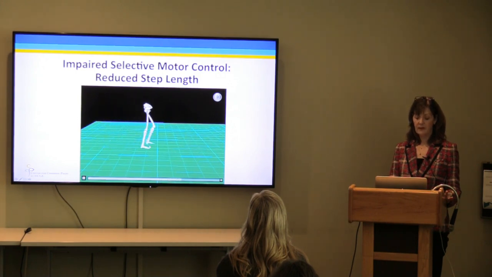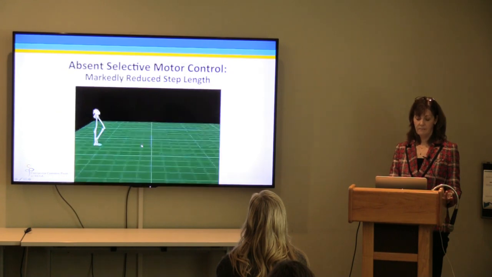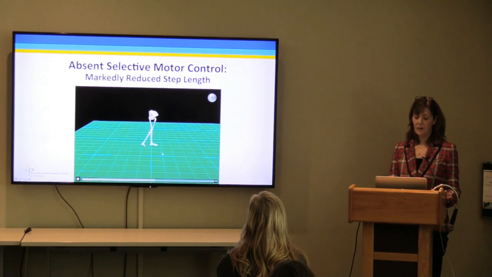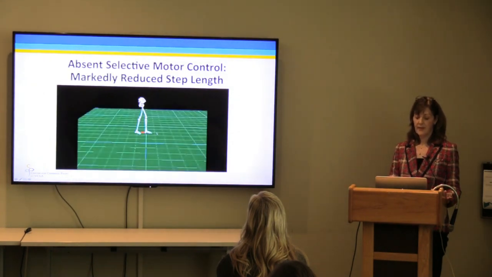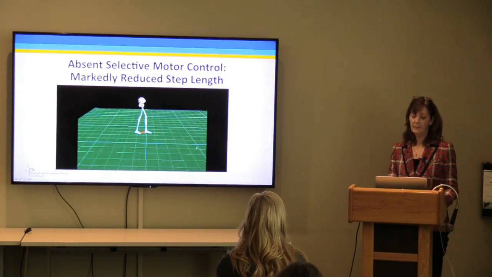So it's still in a little bit of flexion, and because of that, we have a shortened step length. And then if we look at our child with an absence of selective motor control, that has a zero score for the limb, we see this marching pattern. In this marching pattern, there's a very markedly reduced step length. So that's one outcome, step length, that we can look at.